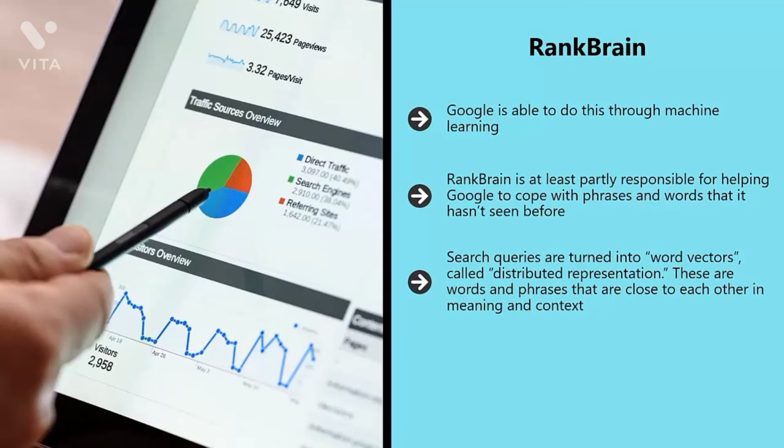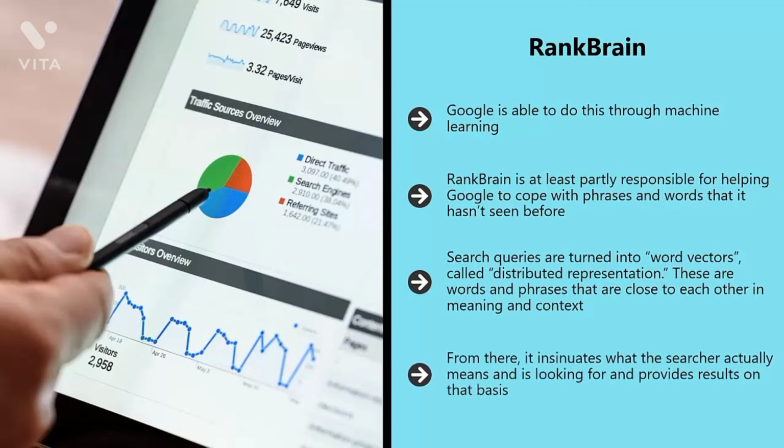Search queries are turned into word vectors called distributed representation. These are words and phrases that are close to each other in meaning and context. RankBrain will then try to map the query into words it understands or clusters of similar words. From there, it insinuates what the searcher actually means and is looking for and provides results on that basis.